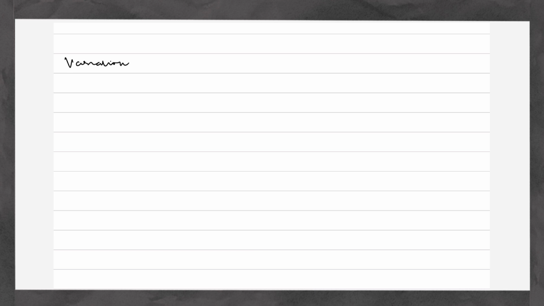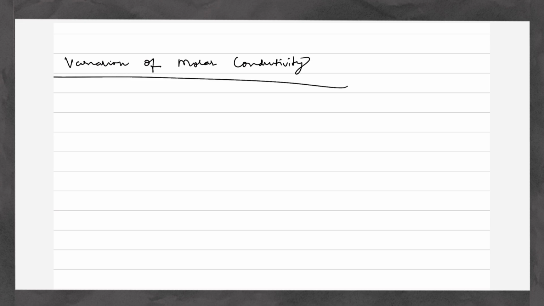The heading is variation of molar conductivity for weak. First I will explain for the strong electrolyte. For strong electrolyte, with change in concentration, we are going to discuss how change in concentration affects the molar conductivity.